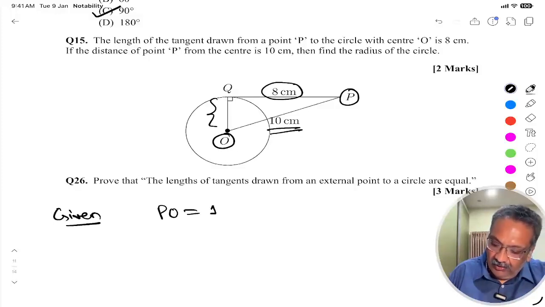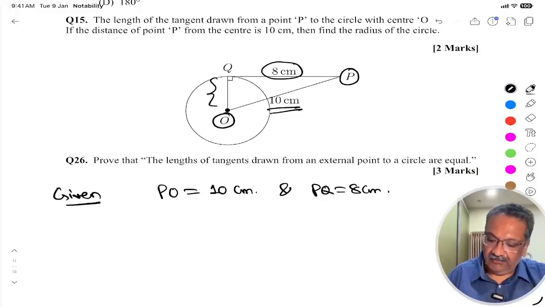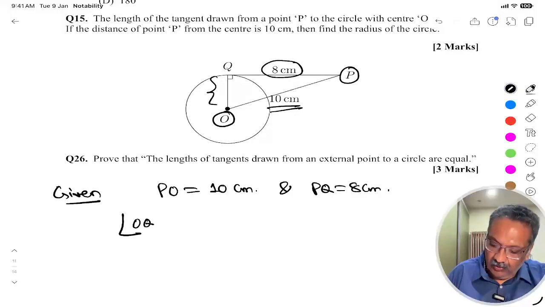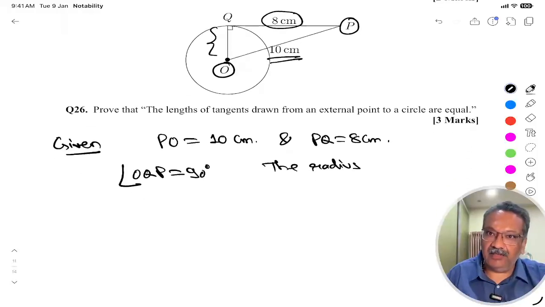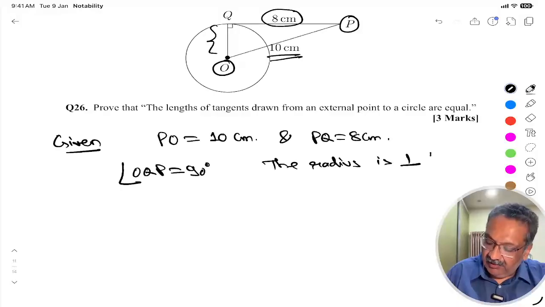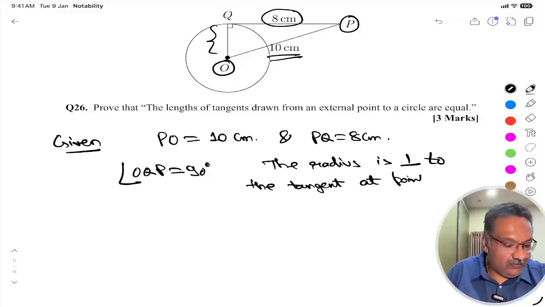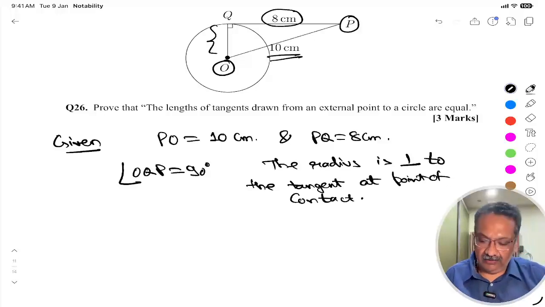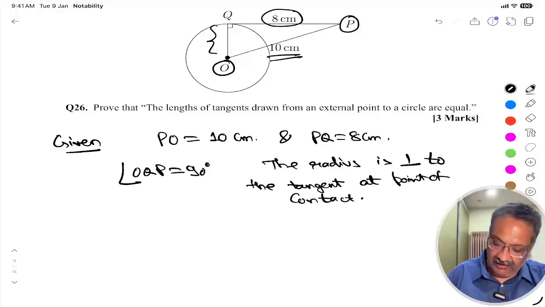Okay, now what is given? PO is equal to 10 centimeters and PQ is equal to 8 centimeters. Further we have angle OQP is 90 degrees. Reason: the radius is perpendicular to the tangent at the point of contact. Okay, so now we have a right angle triangle.